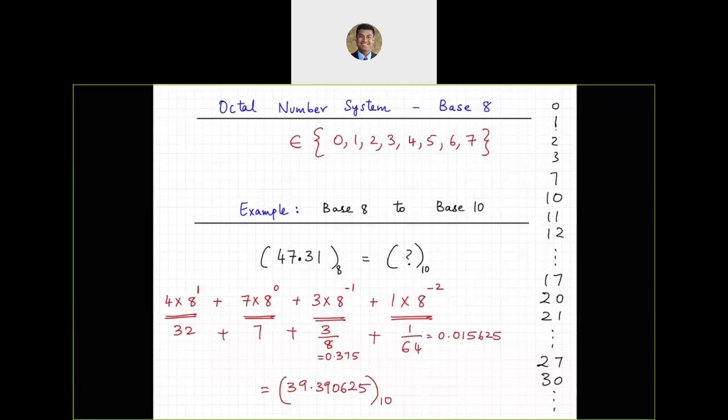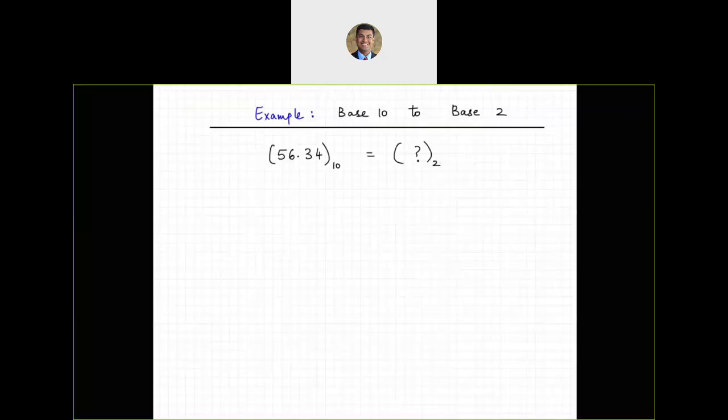All right, let's move on. Base 8 to base 10 is done. Base 10 to base 2. This is a very interesting question. Let's take a look at a decimal fraction. How do you convert to binary? Let's do this individually. First, the integer part. Integer part is 56. And how do you convert to binary? Well, we have done this particular number before. We successively divide by 2 and record the remainders in the reverse order.